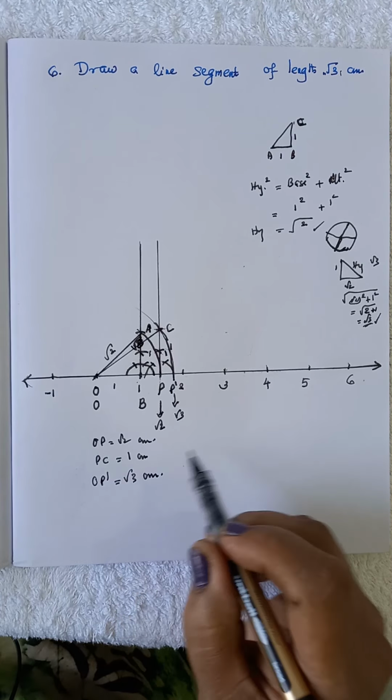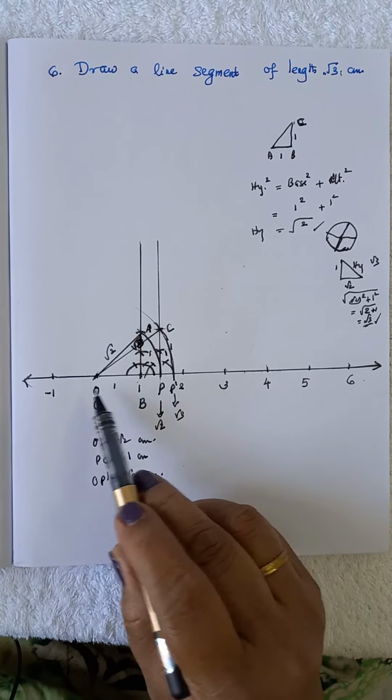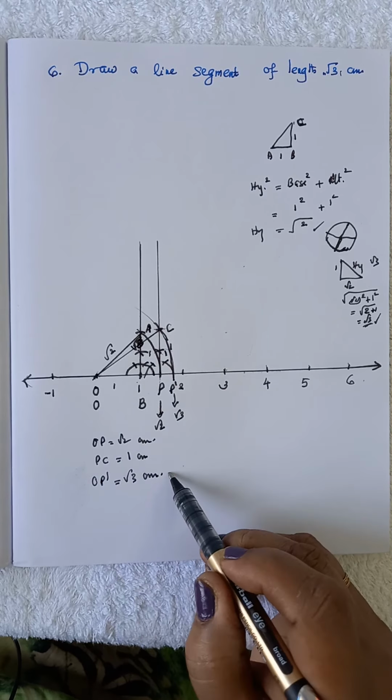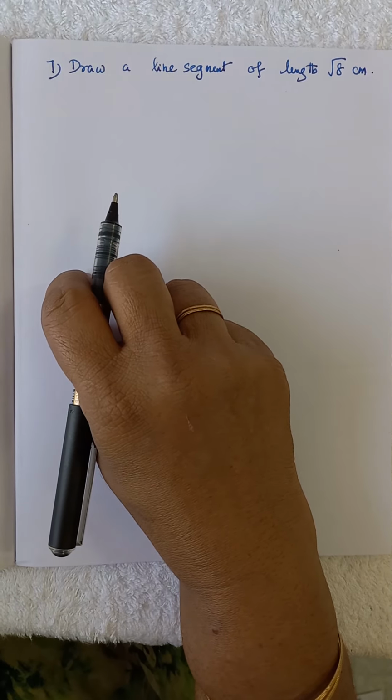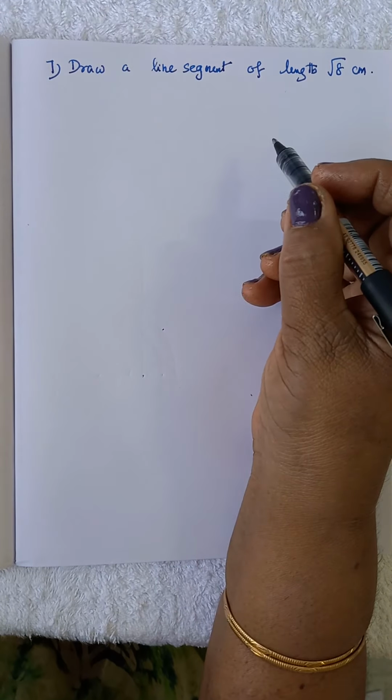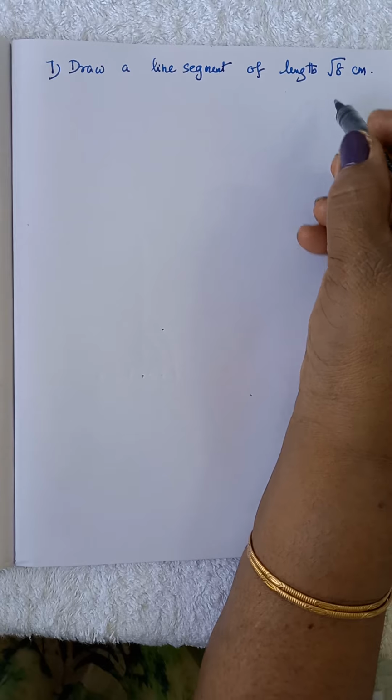centimeter. So we have drawn a line segment, that is OP, equal to root 3 centimeter. The seventh question is, draw a line segment of length root 8 centimeter.